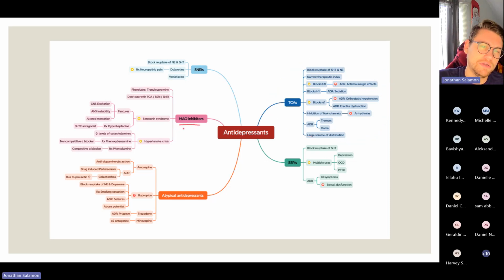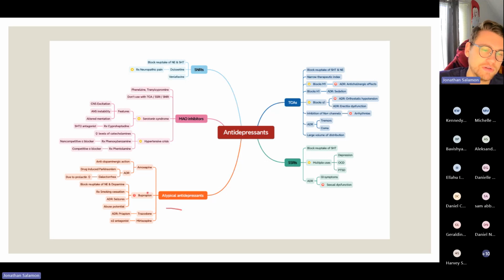MAO inhibitors. Remember the difference between MAO-A and MAO-B inhibitors, right? MAO-A inhibitors, which is what these actually are, are the antidepressants. MAO-B inhibitors are for dopamine and used in Parkinson's, right?